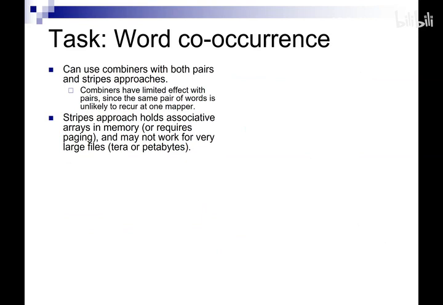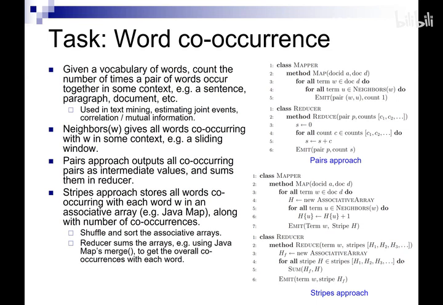All right, so that's one thing that we can do. Now, something else is that the stripes approach is going to hold the associative arrays in memory, because that's how we can keep adding things to it. If we have very large files, it's hard to hold the entire associative array in memory, especially because in the stripes approach, we're not just processing one word at a time. We have one of these arrays for every single word in the document, and so we basically have to keep the entire document in memory.